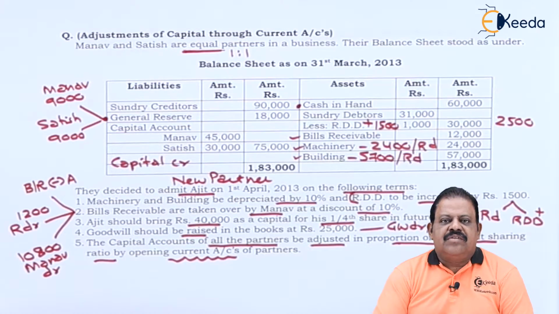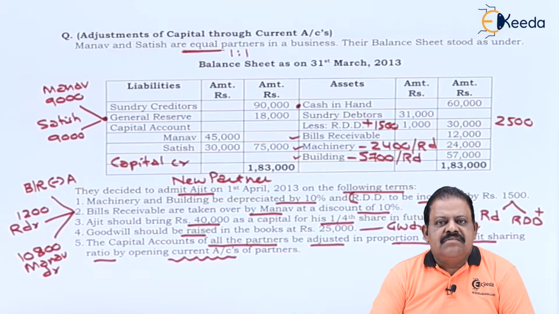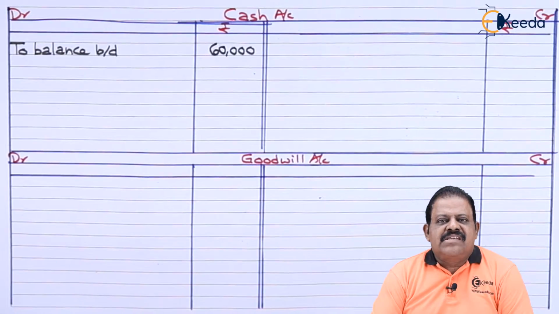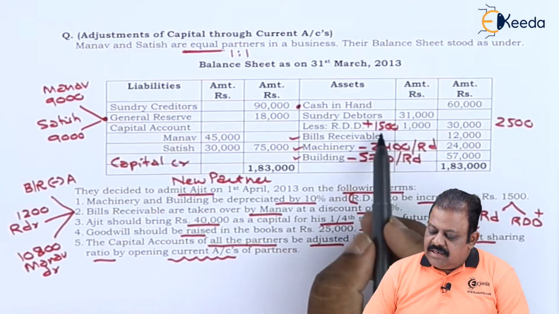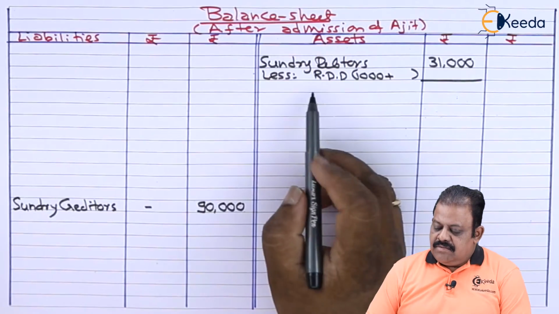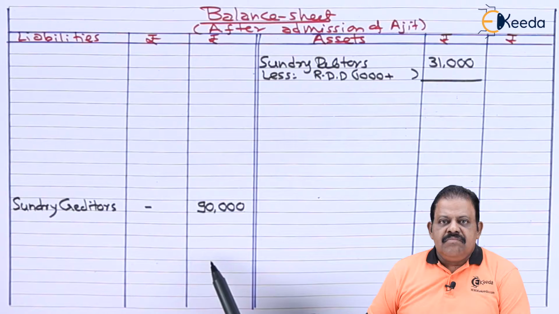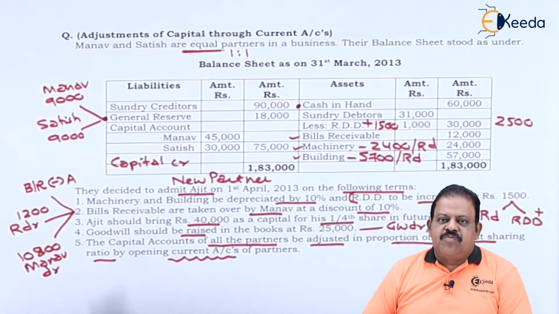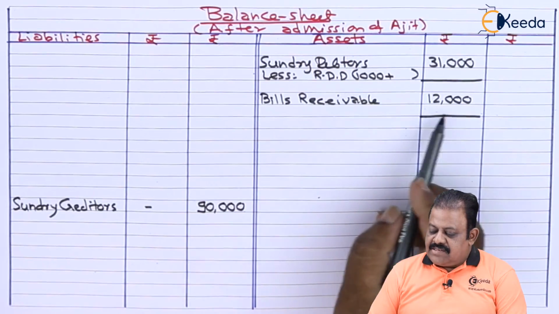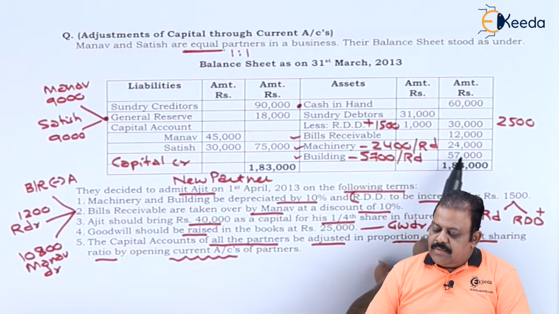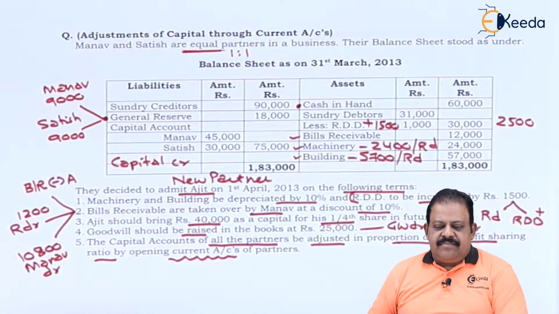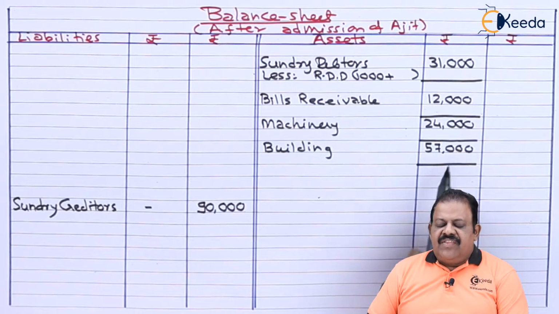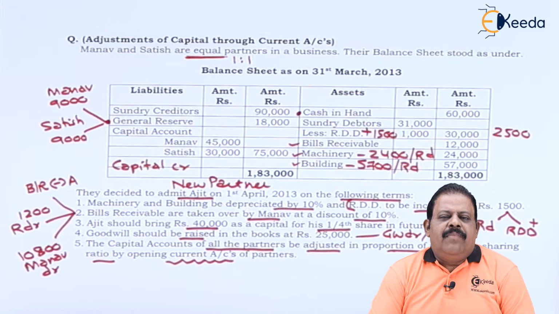Cash in hand 60,000. This will be recorded as opening balance in cash account. Cash account debit side to balance brought down amount is 60,000. Next we have sundry debtors. There is adjustment on RDD. Asset side debtors 31,000 less RDD opening balance 1,000. Bills receivable there is adjustment 12,000. Asset side bills receivable 12,000. Machinery 24,000. Asset side machinery 24,000. Building 57,000. Building 57,000. We have transferred all items from balance sheet.